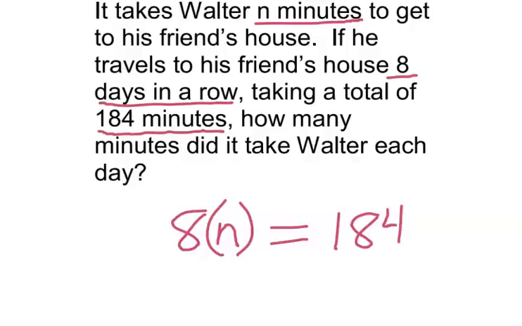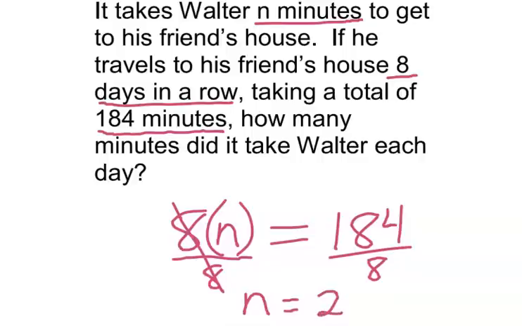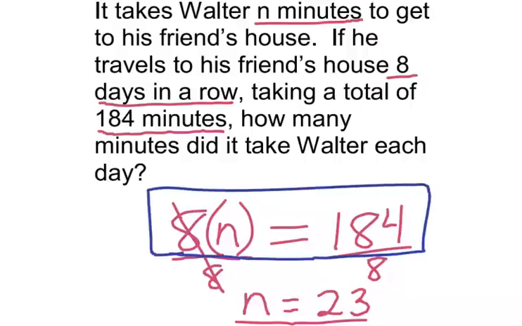If we actually want to figure it out, we have 8 times n, and the opposite operation of multiplication is division, so you would divide by 8. 8 goes into 8 one time, so you only have n on this side now. And then you have 184 divided by 8, and that would equal 23. So, if you want to find the answer, you can, but what they really wanted is this: 8n equals 184. That's all we needed to do in the first place.